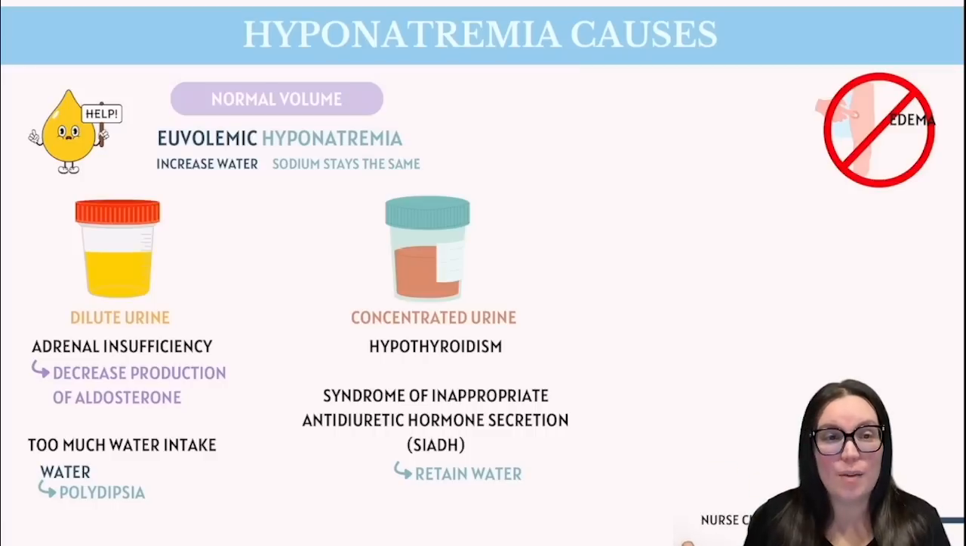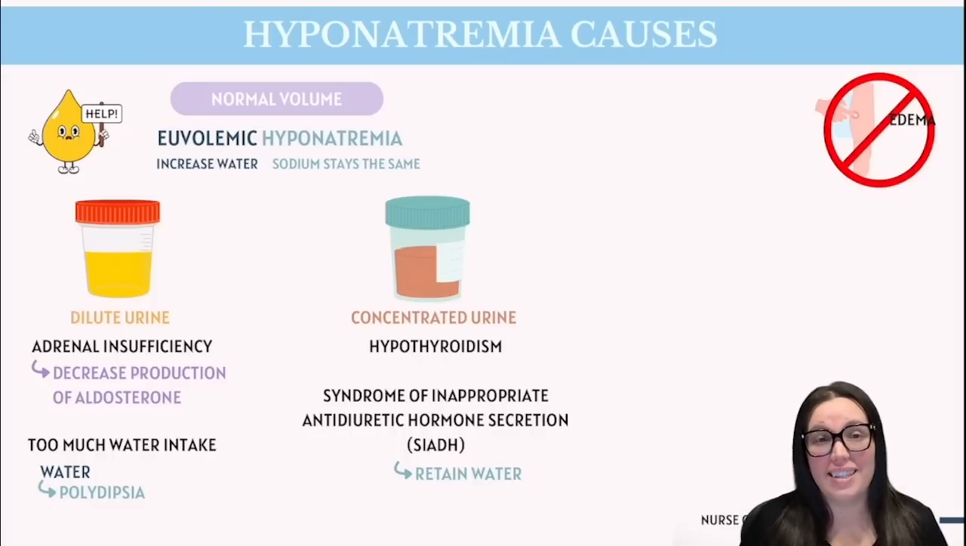On the other hand, when someone drinks too much water, also called polydipsia, that sheer amount of water is going to overwhelm the kidney's ability to excrete fast enough. This excess water is going to dilute the sodium that's found in our blood, even though the total amount of sodium hasn't changed much. In both cases, the sodium concentration drops because there's too much water relative to the sodium.